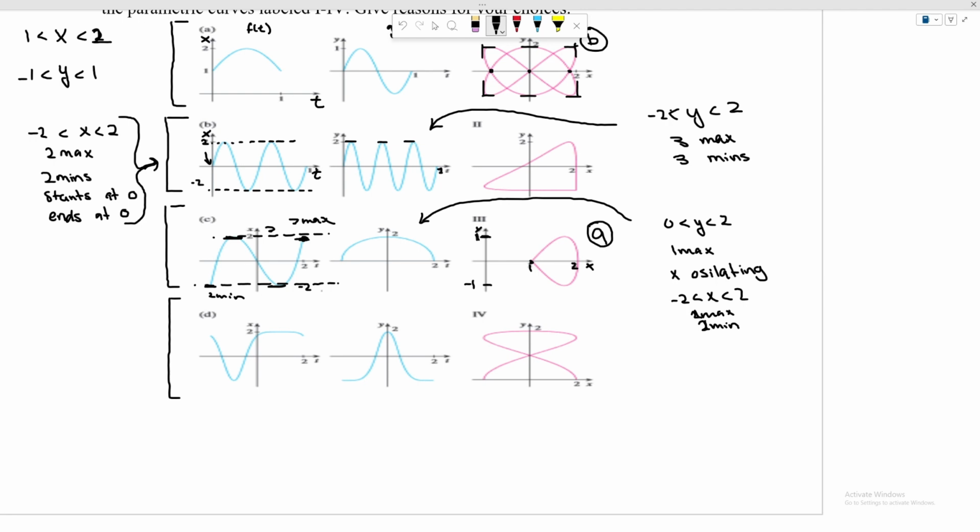And so what does this match? We only have these options. This is 1 max. Our y is 1 max. It has 2 mins. Our y has 2 mins, but this one has an infinite min, so that doesn't work. Here, what do we have? y has 2 mins, 1 max. Our x has 2 max and 2 mins, and our x oscillates between 2, and you see it oscillates like sine, and so that tells us that this is our C.